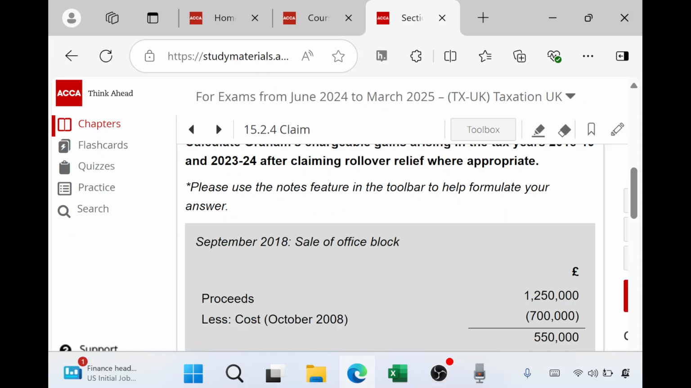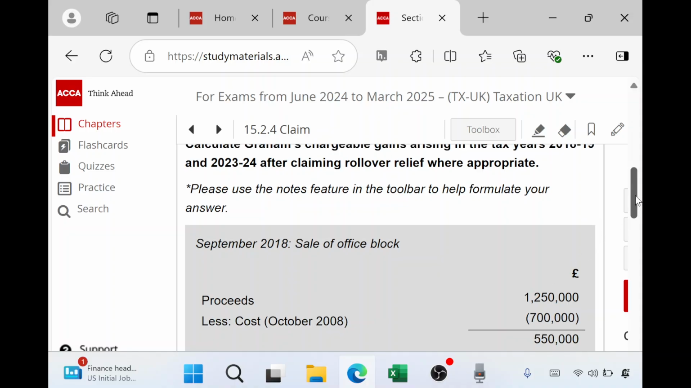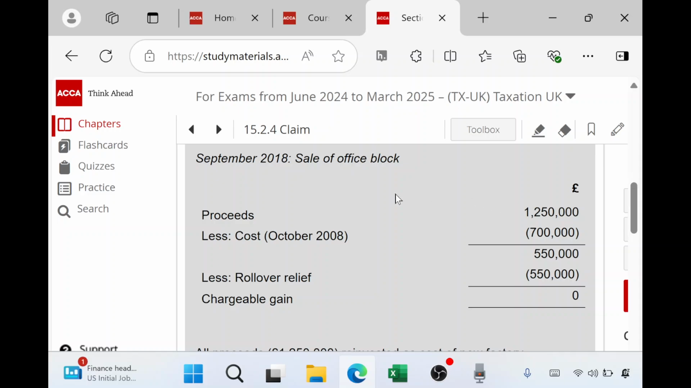So the first sale, September 2018, simple enough. This is our three-liner. We can get these marks all day. Generally speaking, if this is a long form, section C, it would be half a mark for putting the proceeds in and half a mark, believe it or not, for just putting the cost in. So that's a mark for subtraction. Now, moving down the page, we see here that they say less rollover relief 550, therefore chargeable gain 0.